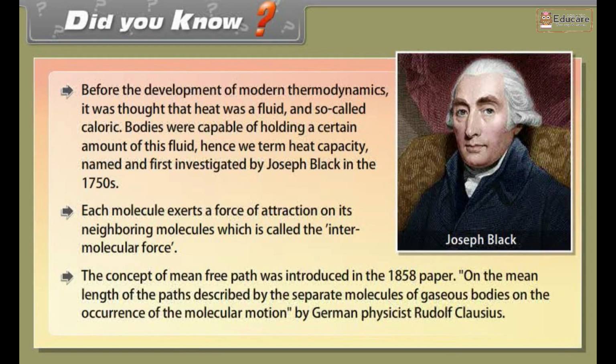The concept of mean free path was introduced in an 1858 paper on the mean length of the paths described by the separate molecules of gaseous bodies on the occurrence of molecular motion by German physicist Rudolf Clausius.